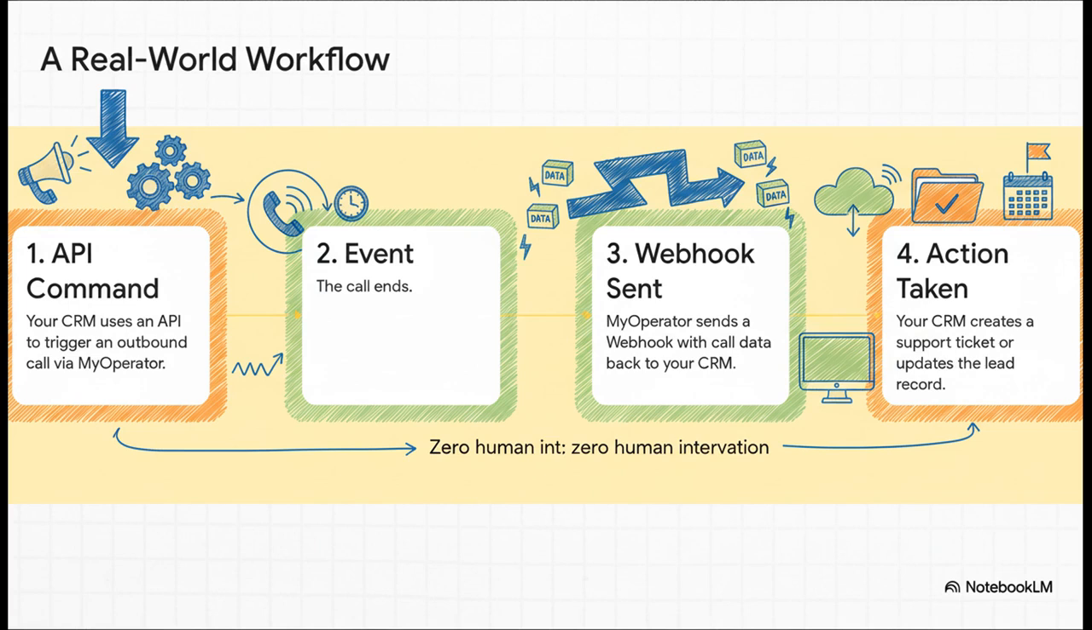First, your CRM uses an API to command MyOperator to call a new lead. That's our commander. Second, the call happens and eventually ends. That's the event. Third, the moment the call ends, MyOperator sends a webhook, our informer, back to your CRM with all the call details. Finally, your CRM, now fully informed, automatically updates the lead's record and maybe creates a follow-up task. 4 steps, 0 human intervention.